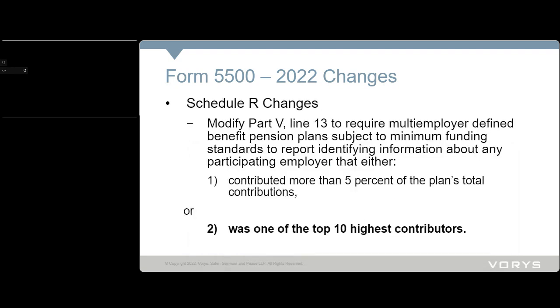There were Schedule R changes made for 2022, and this modification regards the reporting by multi-employer defined benefit plans subject to the minimum funding standards of identifying information about participating employers. Previously, you had to report employers whose contributions to plan accounts were more than 5% of the total contributions for the year. That's still the case, but now you also have to include identifying information for an employer that is one of the top 10 highest contributors.